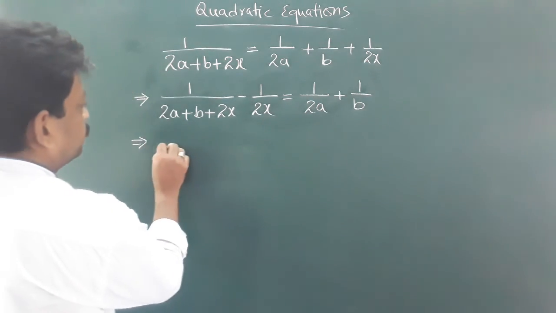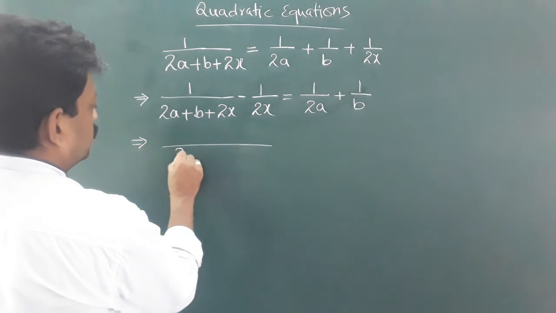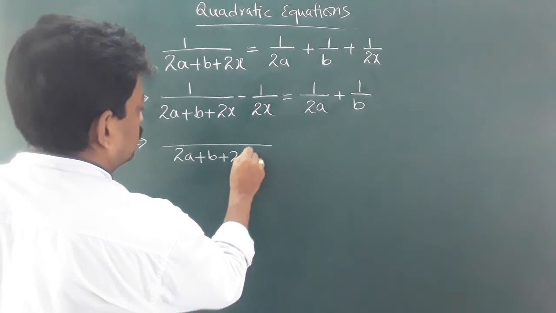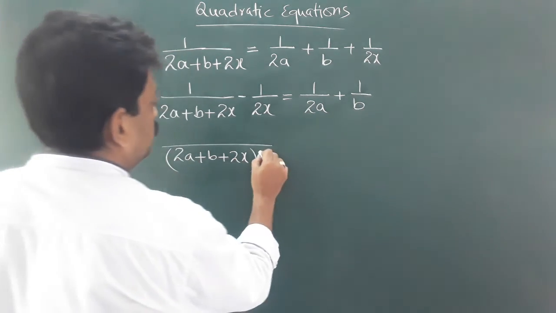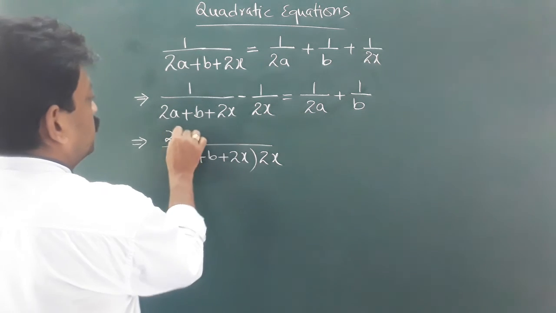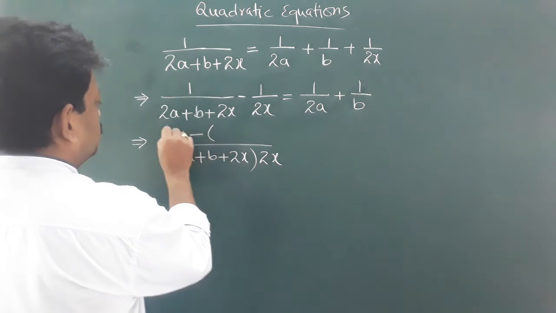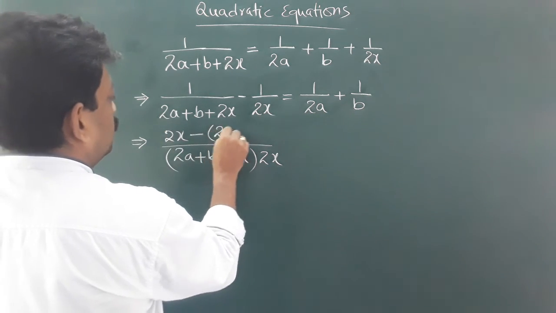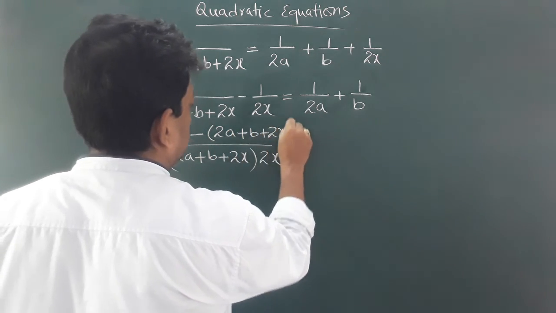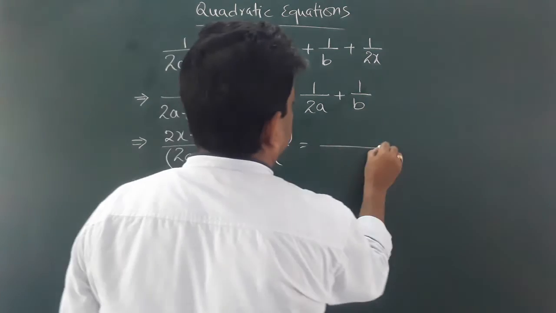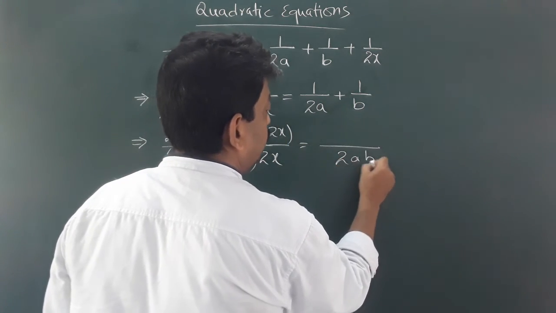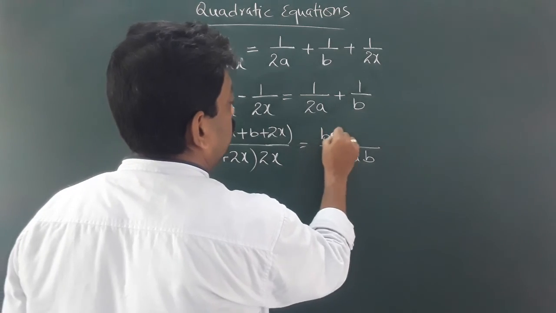So here the LCM will be 2a plus b plus 2x multiplied with 2x. On the numerator it will be 2x minus 2a plus b plus 2x. On the right hand side the LCM will be 2a multiplied with b, that is 2ab, and here it will be b plus 2a.